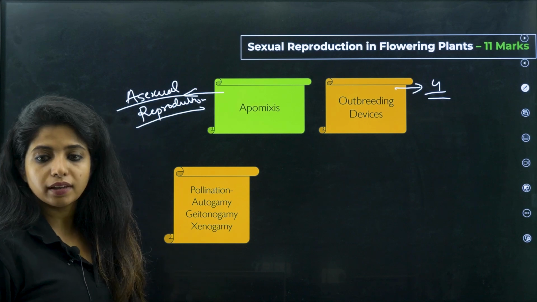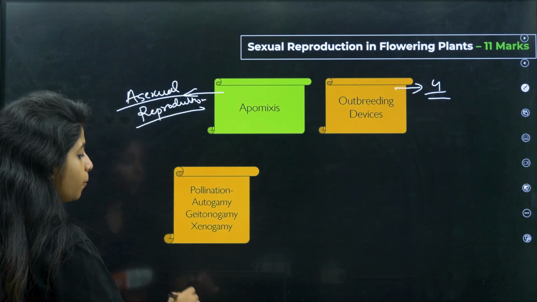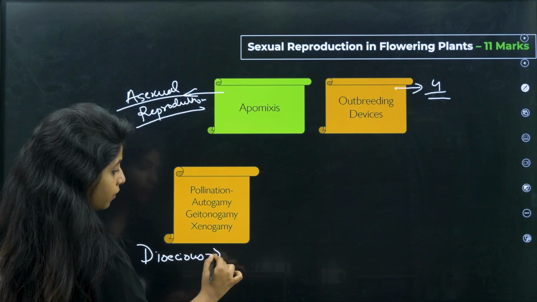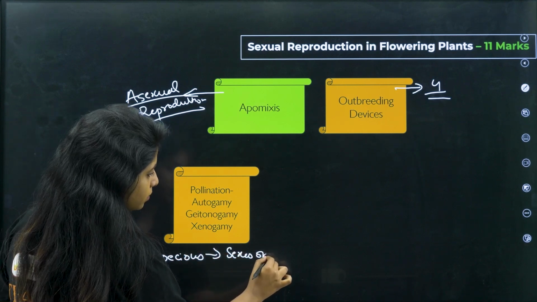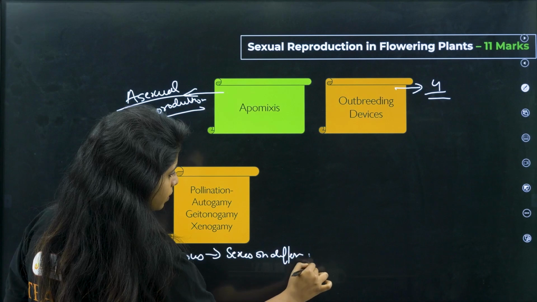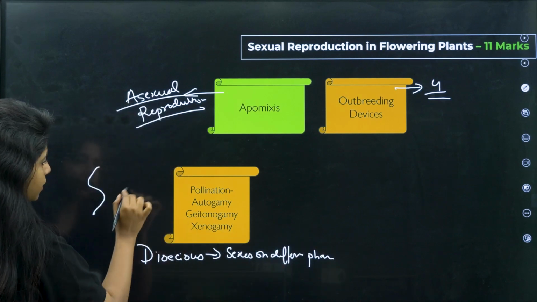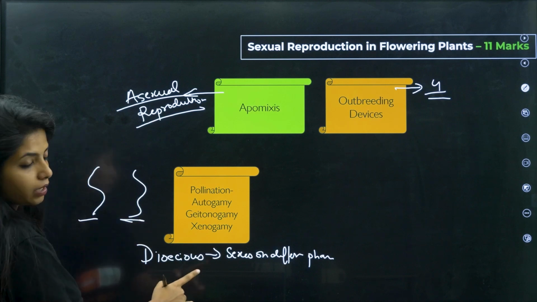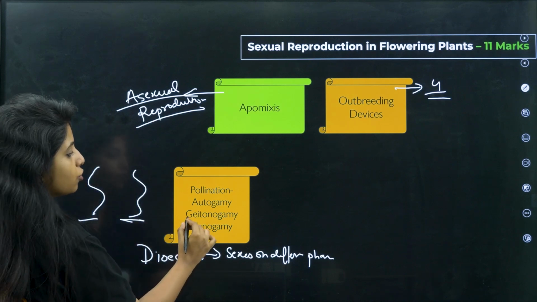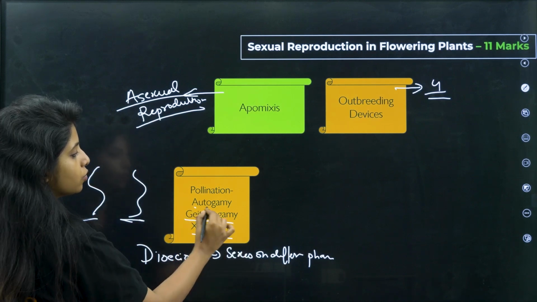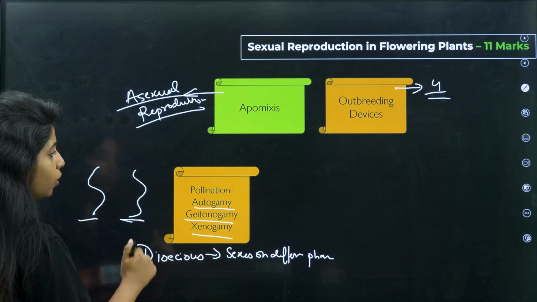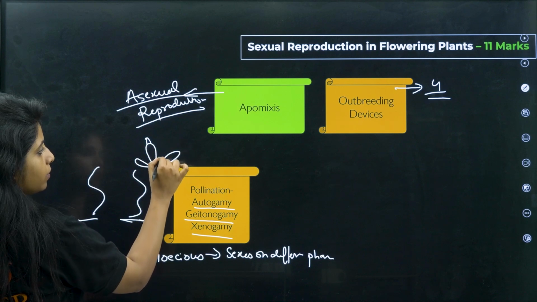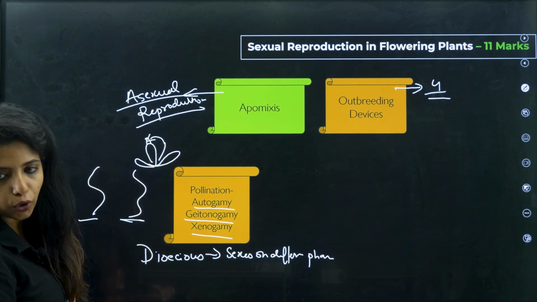Pollination: autogamy, geitonogamy, xenogamy. You should be knowing what plants are dioecious, as in what plants have sexes on different plants. So there will be a female plant and there will be a male plant. If this is the condition, that is, the plants are dioecious, will they show geitonogamy, xenogamy, autogamy? Autogamy anyway is not possible. Autogamy happens when, in the same flower, the pollen goes to the stigma.